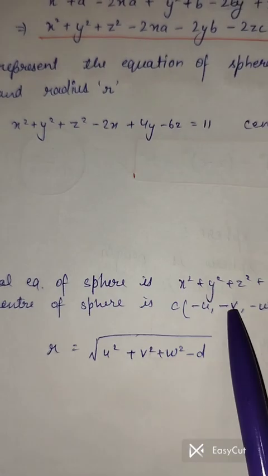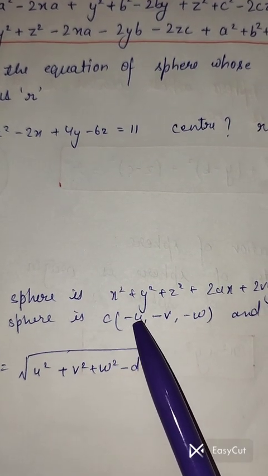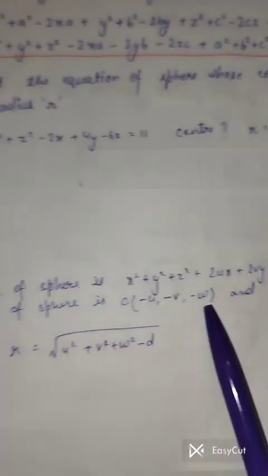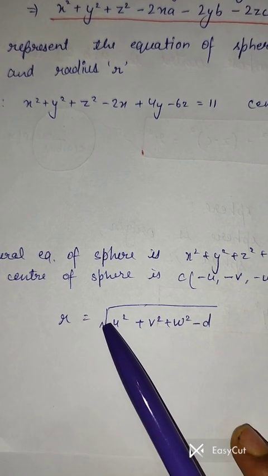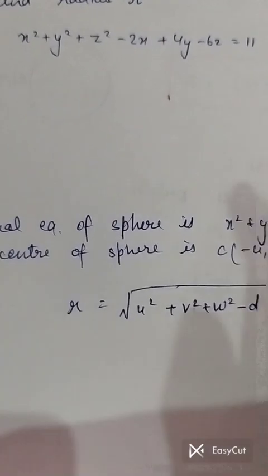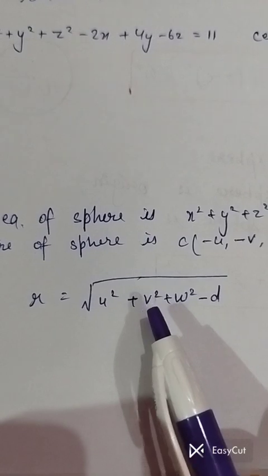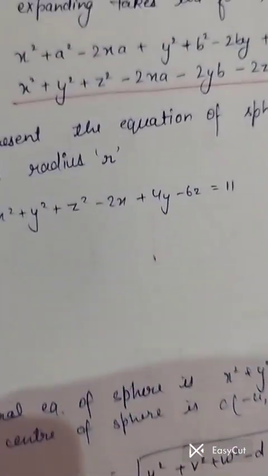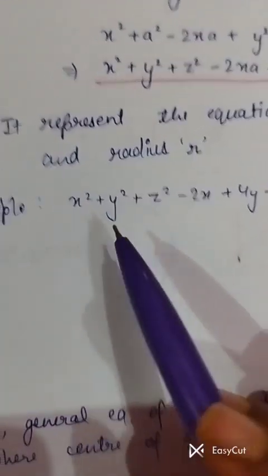Where the center of a sphere is C, and the coordinates of C are minus u, minus v, minus w, and the radius we can find by this equation, that is r is equal to the square root of u square plus v square plus w square minus d. So now see this question.